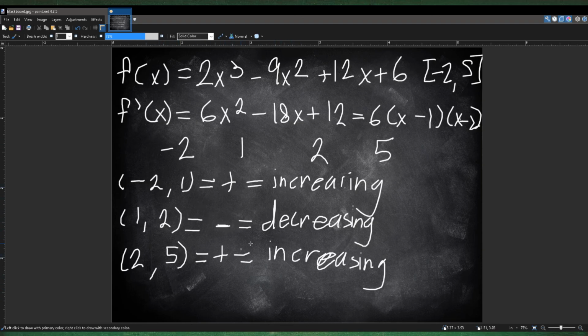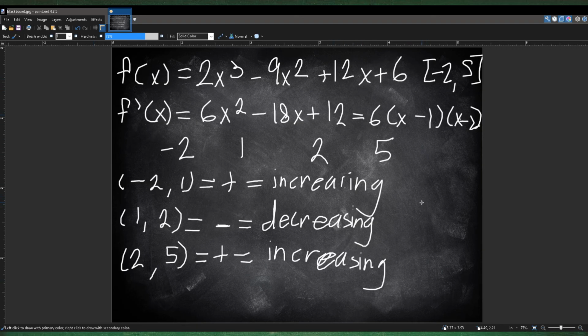So what this tells us is that f of x is increasing from -2 to 1, and increasing also from 2 to 5. And f of x is decreasing from 1 to 2. And that's all you had to do.